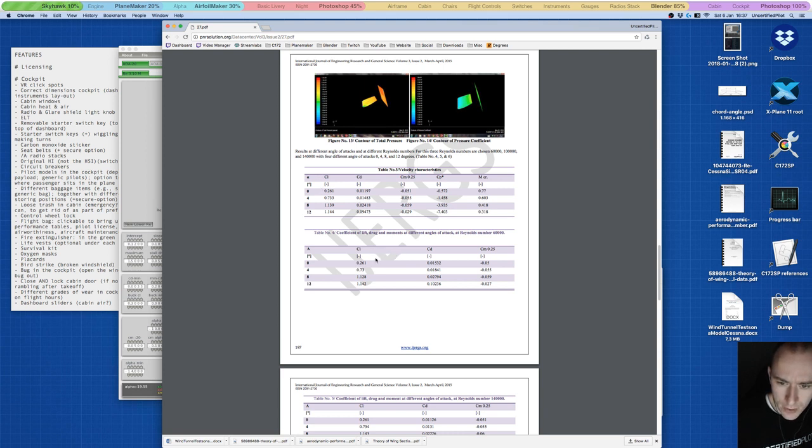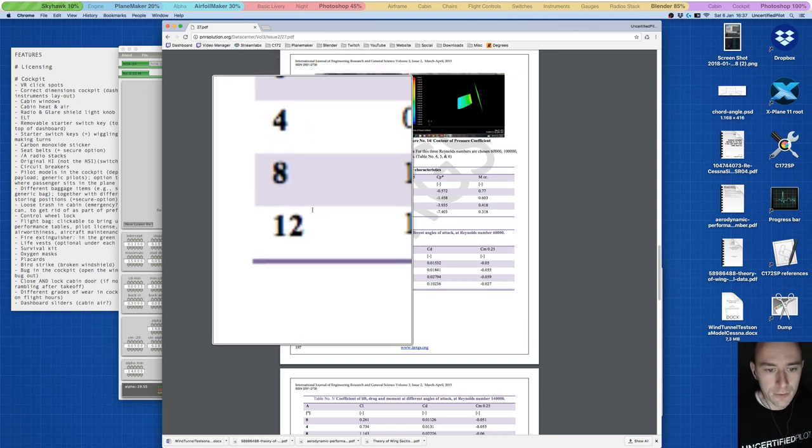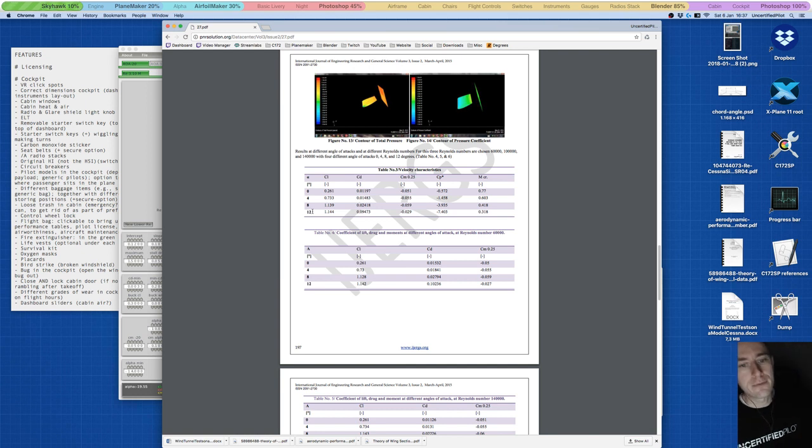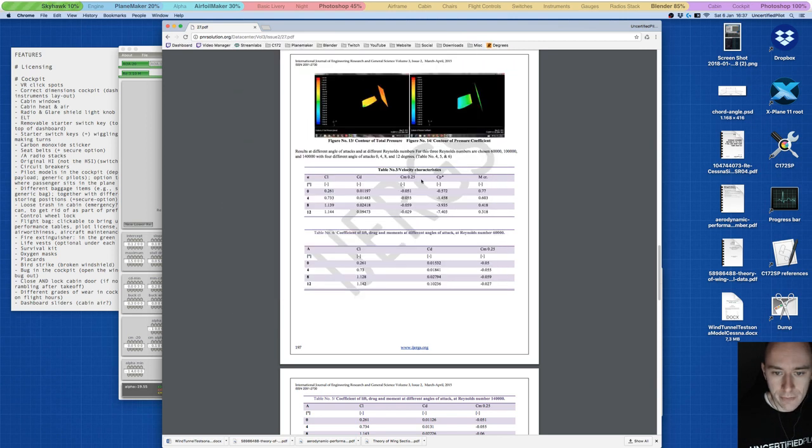This is the stuff that we are interested in. This is the kind of table that I'm looking for. So the alpha, angle of attack, different. We don't need to have every angle of attack there, but just a general one, so we can just match a line of the lift and the drag and the moment with lift, drag, and moment. And something else, and something else.